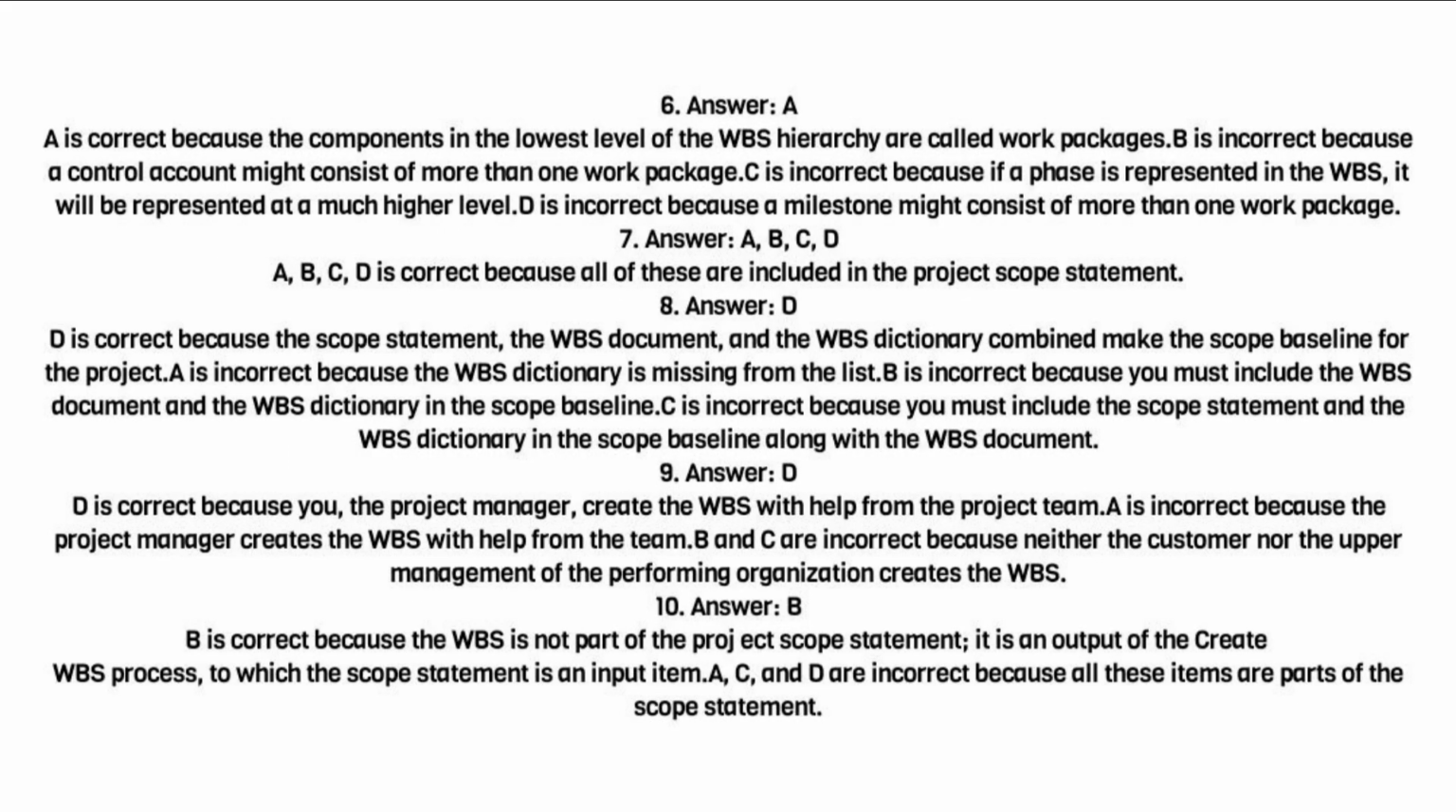6. Answer. A. A is correct because the components in the lowest level of the WBS hierarchy are called work packages. B is incorrect because a control account might consist of more than one work package. C is incorrect because if a phase is represented in the WBS, it will be represented at a much higher level. D is incorrect because a milestone might consist of more than one work package.